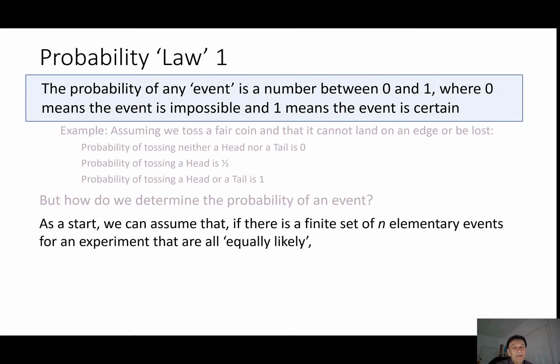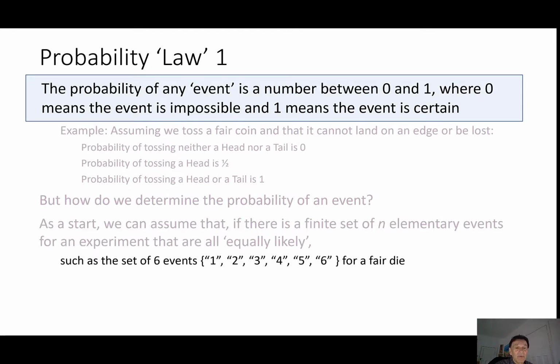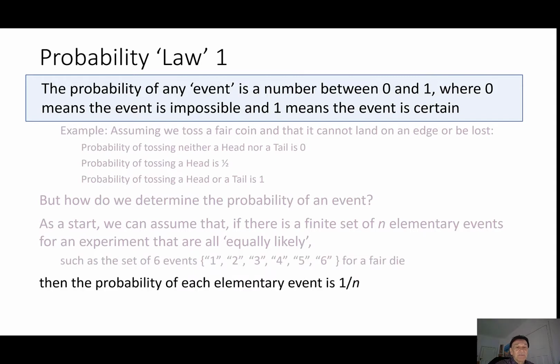How do we determine the probability of an event? Well, as a start, we can assume that if there's a finite set of n elementary events for an experiment, they're all equally likely. So, for example, for the die roll experiment, there are 6 events, 1, 2, 3, 4, 5, 6, and they're all equally likely for a fair die. In that case, the probability of each elementary event is, in general, 1 over n, or 1/6 for this case. And incidentally, that's also the reason why it seems reasonable to assume that tossing a head on a coin has a probability of a half if the only possible outcomes are head or tail.